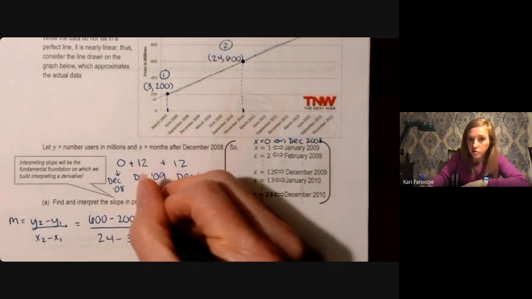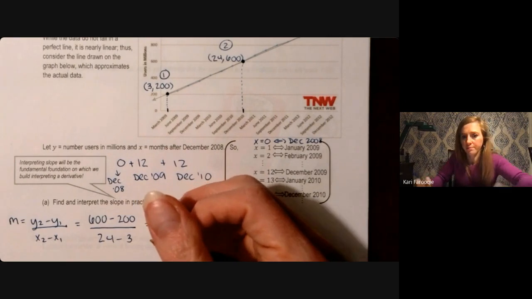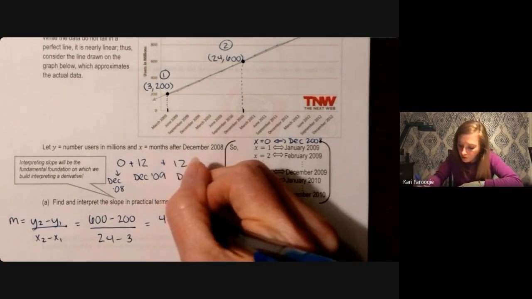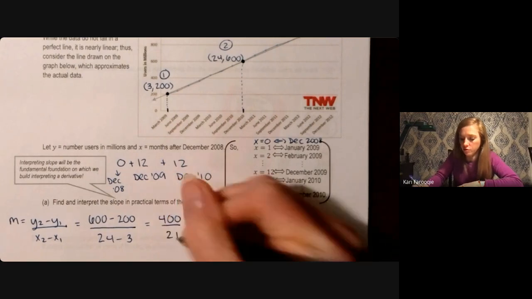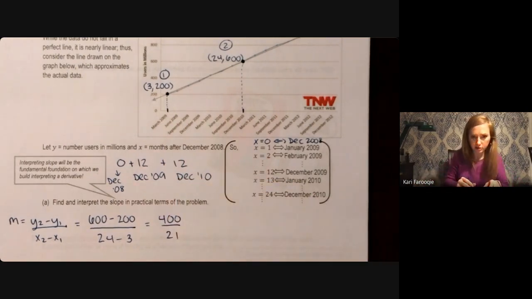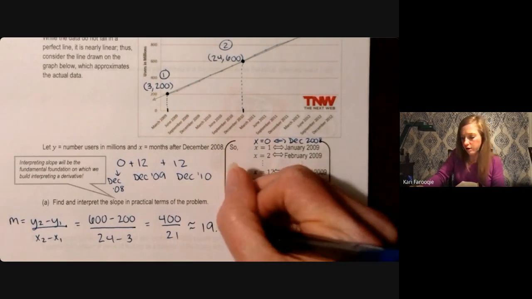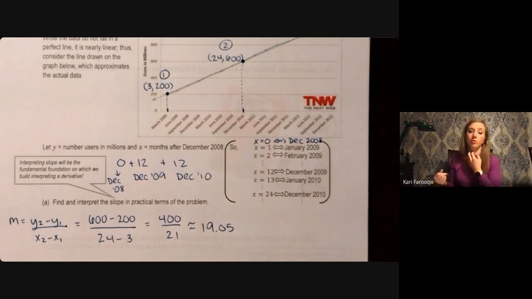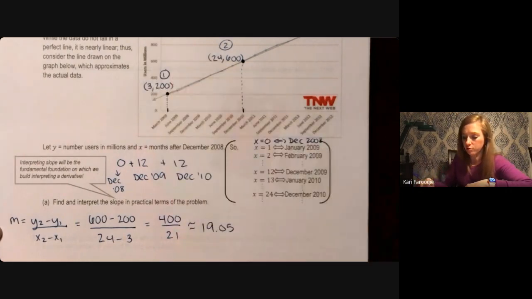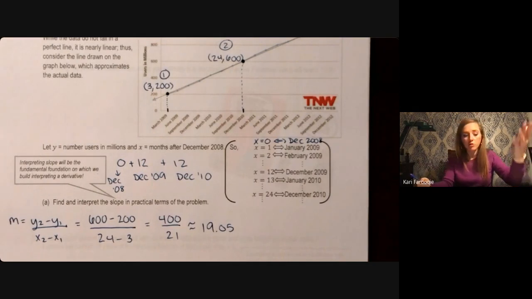So 600 minus 200 is going to be 400. And then 24 minus 3 is 21. And when you put that into your calculator, 400 divided by 21 is approximately 19.05-ish for the slope. So remember, the slope is the change in y over the change in x. And as long as you remember that, you know that y represents users in millions, and x represents months after 2008.